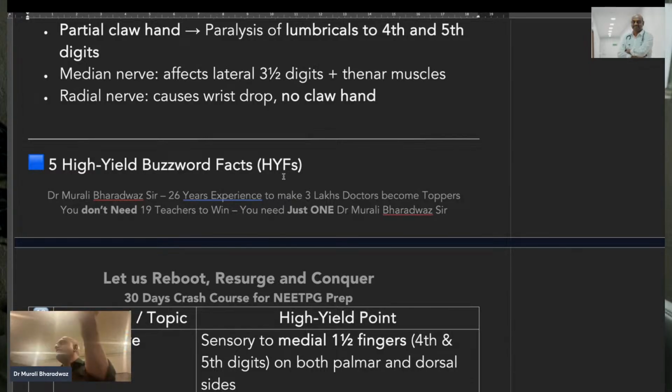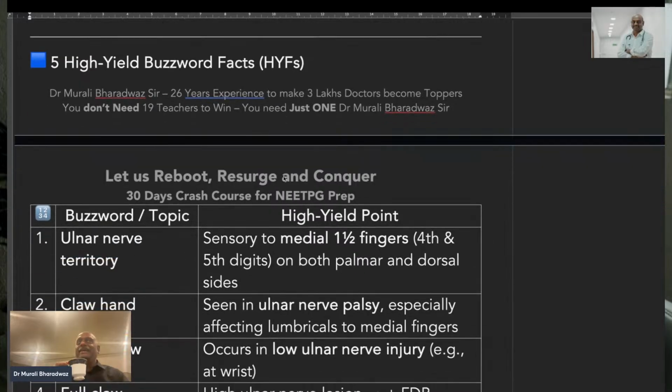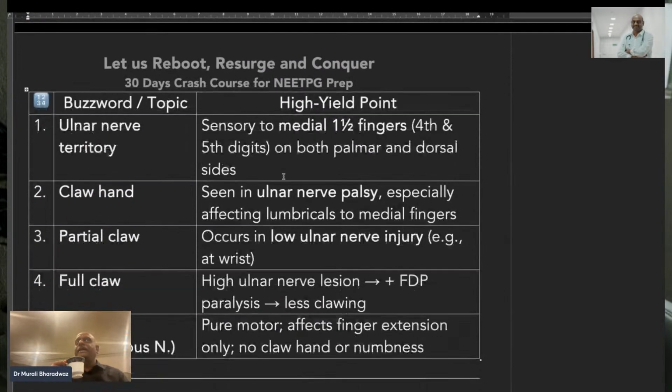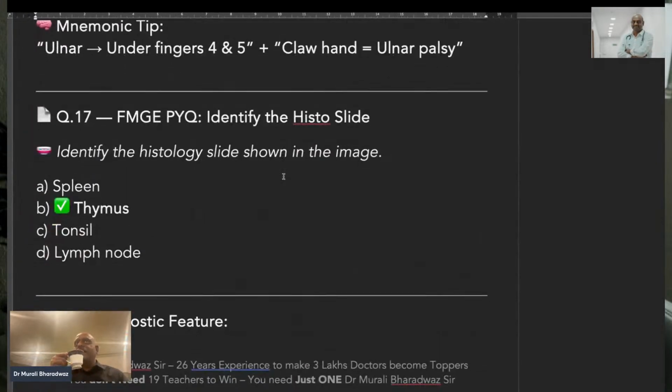That's the reason the ulnar nerve is called the musician's nerve. The median nerve is called the laborer's nerve. All the coarse movements of your hand are median nerve supply. The flexors and all coarse movements are median nerve. Ulnar, median nerve, correct. So after claw hand, what is the histology slide?